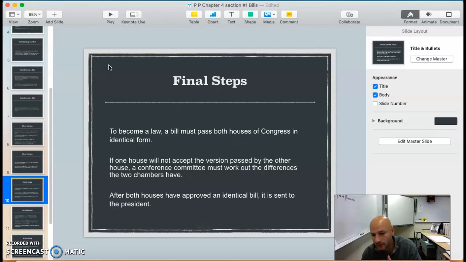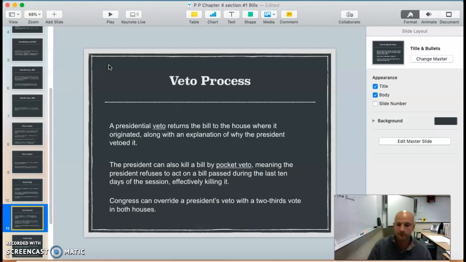If it passes a joint resolution, which is approved in both houses, and the identical bill is approved in both houses, it is then sent either to the governor or to the President of the United States, whether it's a state or federal bill. The President has a couple different things that he or she can do. A presidential veto returns the bill to the House where it originated, along with an explanation of why the President vetoed it. The President can also kill a bill by pocket veto, meaning the President refuses to act on a bill passed during the last 10 days of session, effectively killing it. It sits on his desk, he never gets to it, kills it.